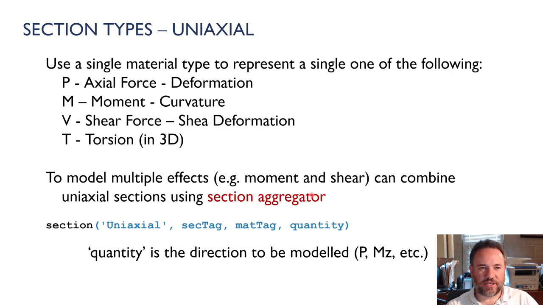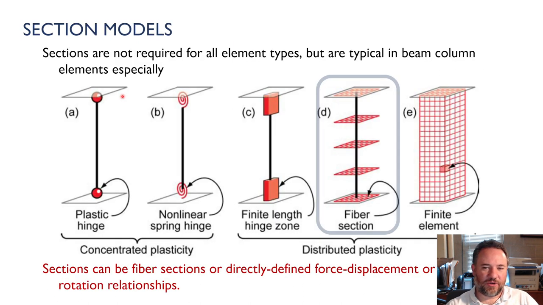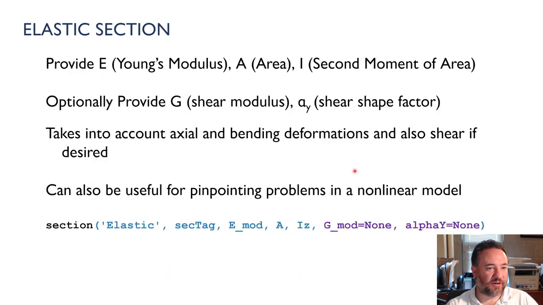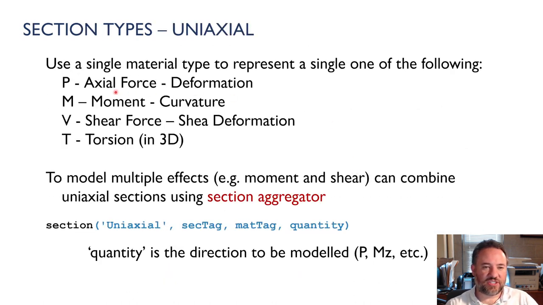Okay, what other types of sections? I can define uniaxial section types. This is most of what we'll do. And when I define the section type, I have to define which direction this section applies to. So I can define this section as being a moment rotation kind of section, or I can define it in terms of shear. I can say this is just an axial force deformation type of section. This is a moment curvature type of section. This is a shear force type of section for 3D models. This is a torsion type of section.